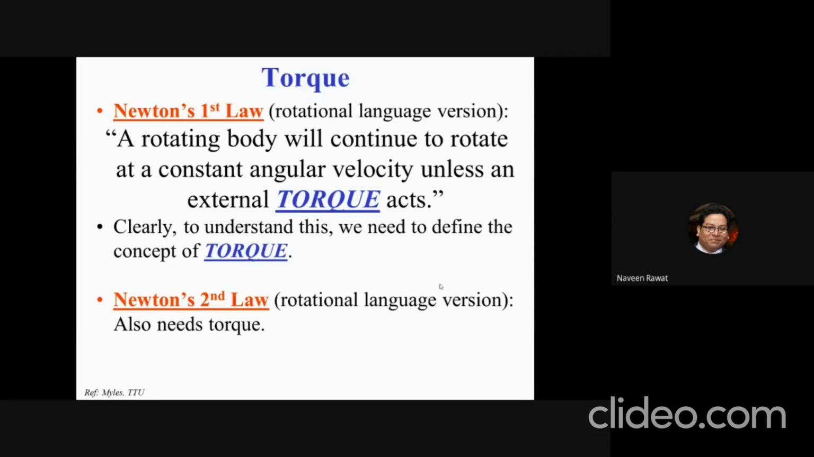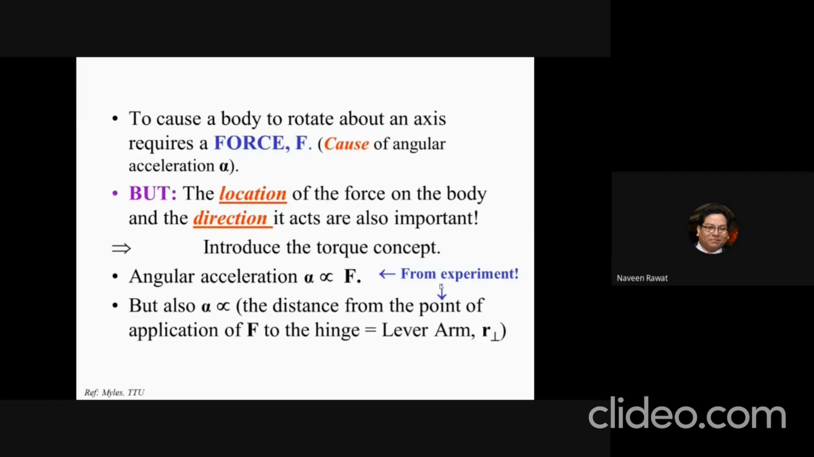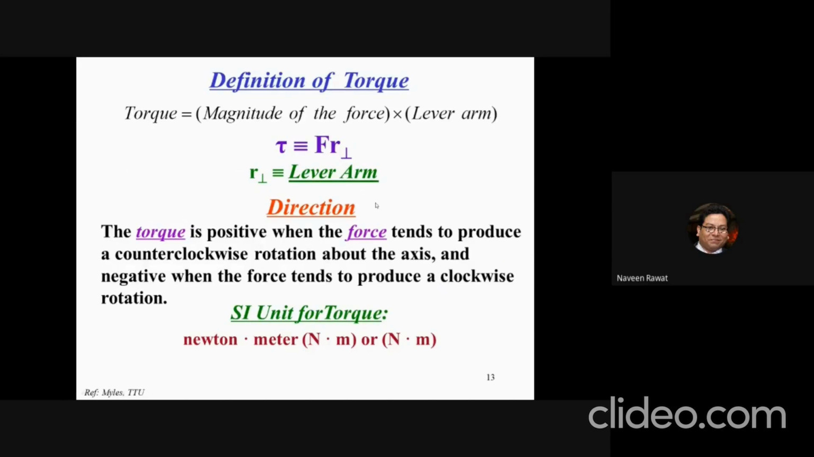If you are considering rotational motion, you can rewrite Newton's laws in terms of torque. The first law would read something like this: a rotating body will continue to rotate at a constant angular velocity unless an external torque acts on it. Only if you have an external torque acting on it will it change the motion it is doing, or else it will keep going with the same angular velocity. That would be your first law, and we can define the second law very close to this first law.